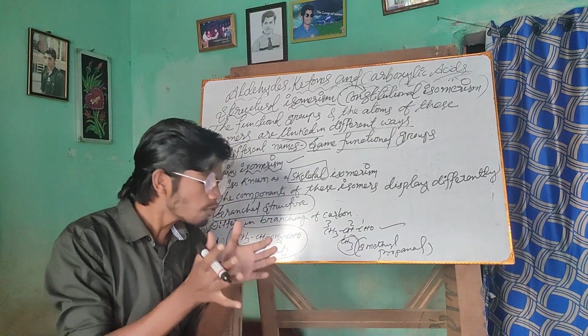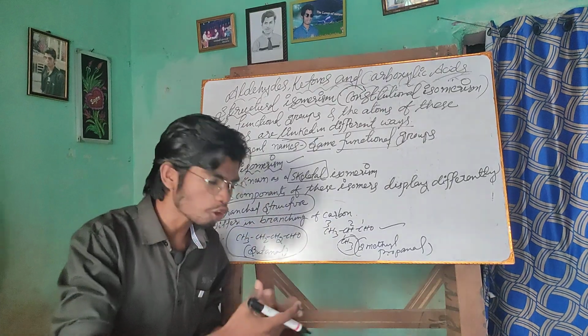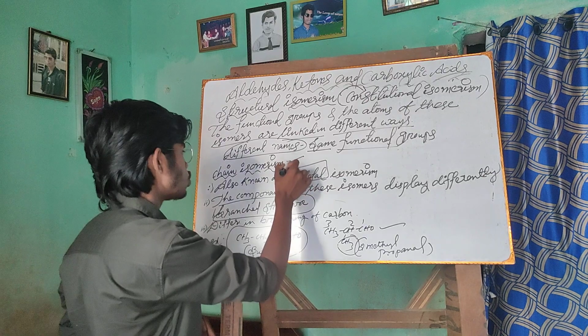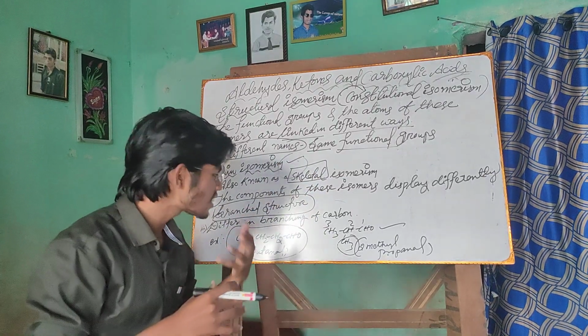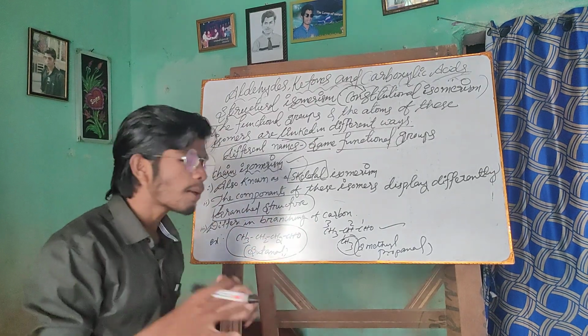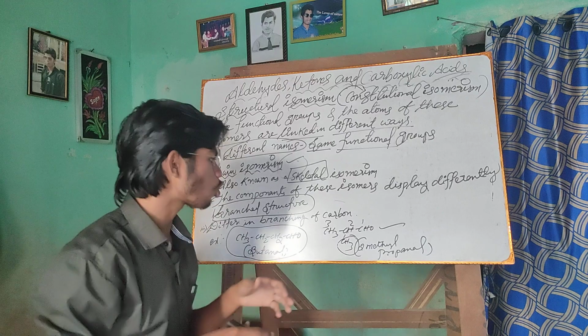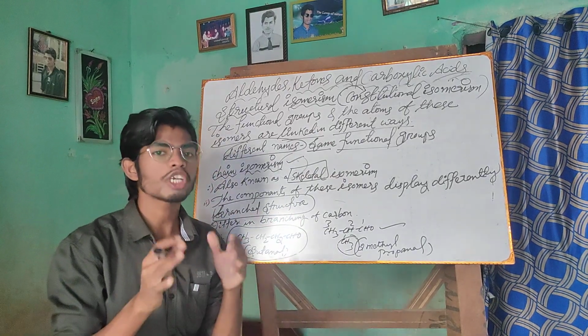That means the chemical formulas are the same here, but what is different? They differ in their chain structure. Since they differ in their chain structure, that's why this is called chain isomerism. So what does chain isomerism basically refer to? Compounds having the same chemical formula but differing in their chain length are called chain isomers, and the phenomenon is called chain isomerism.